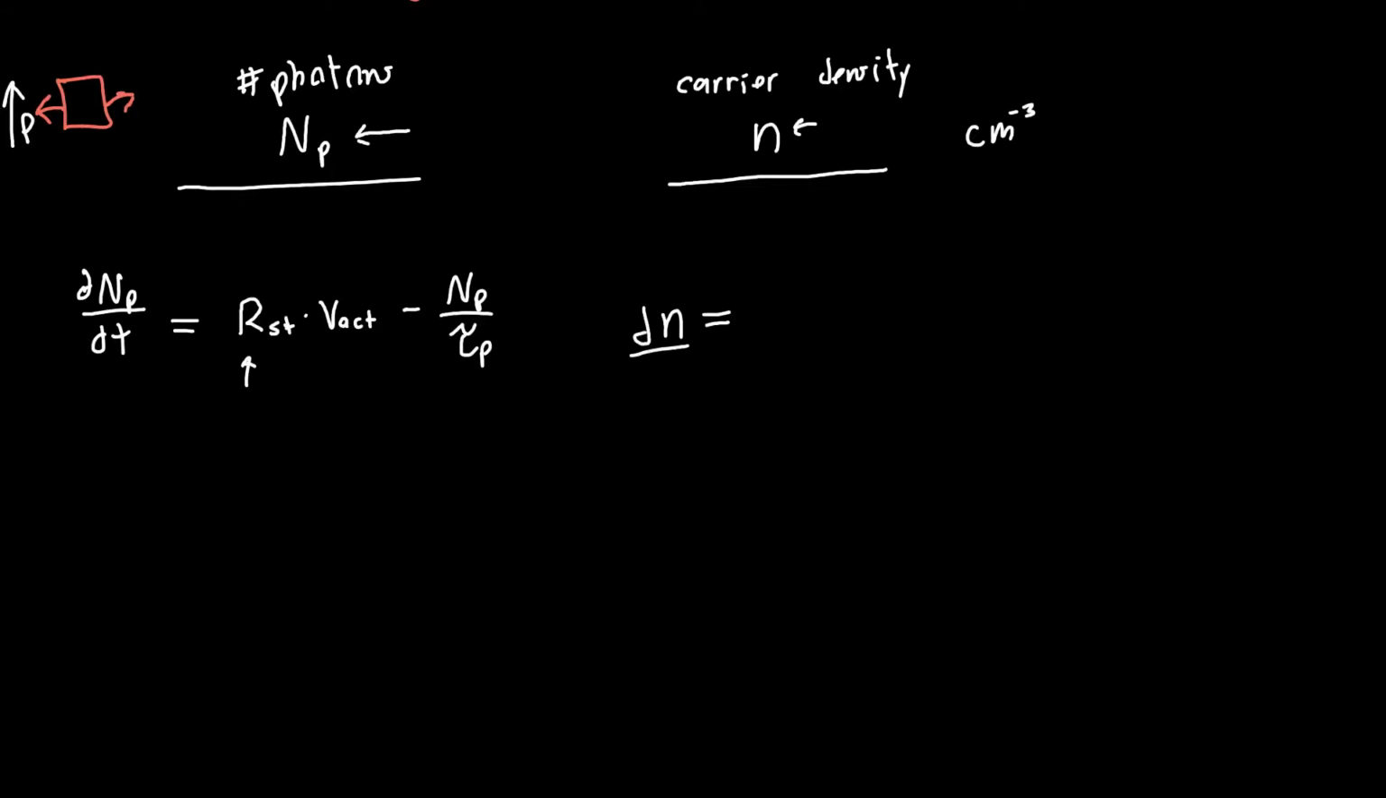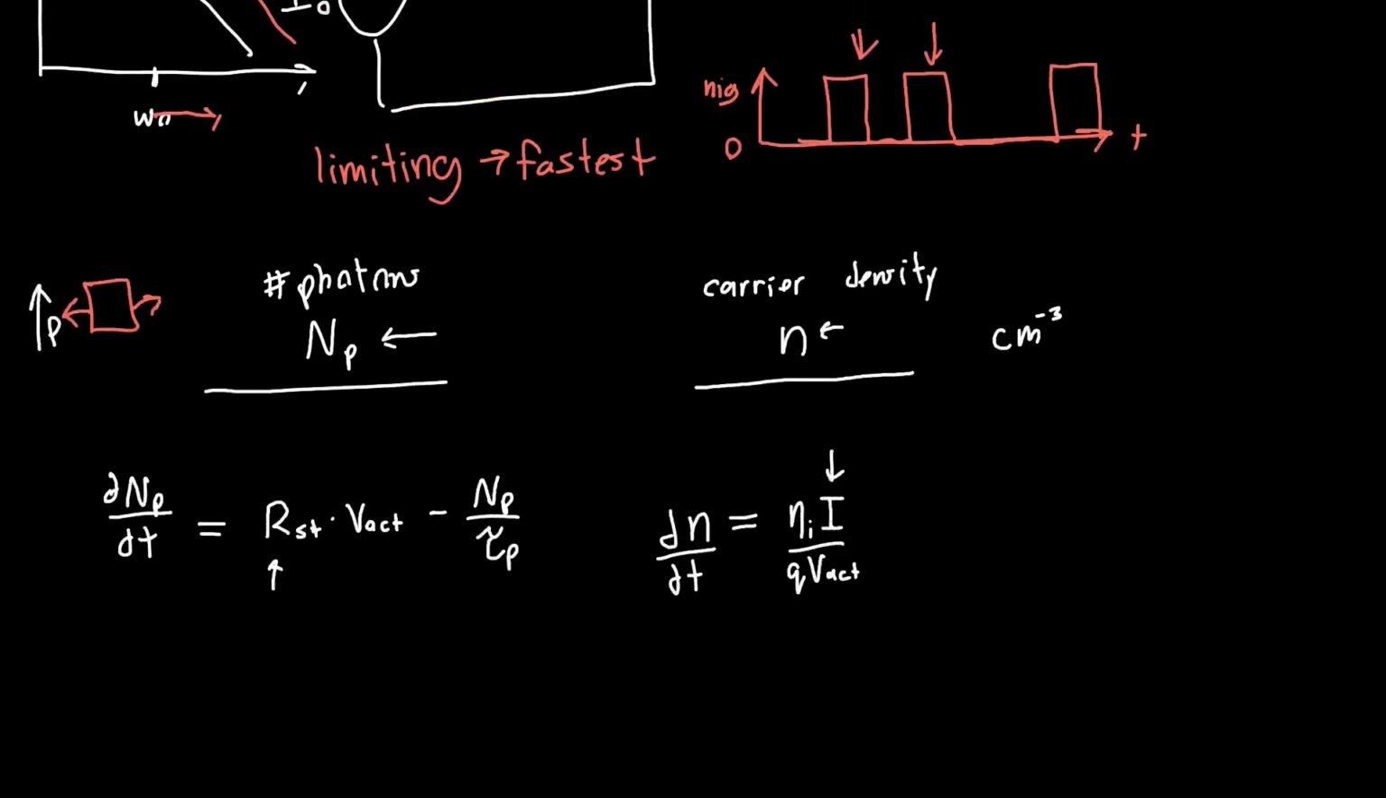but where do the carriers come from? Well, first they come from injected current. So they come from whatever current we are sending into this laser.